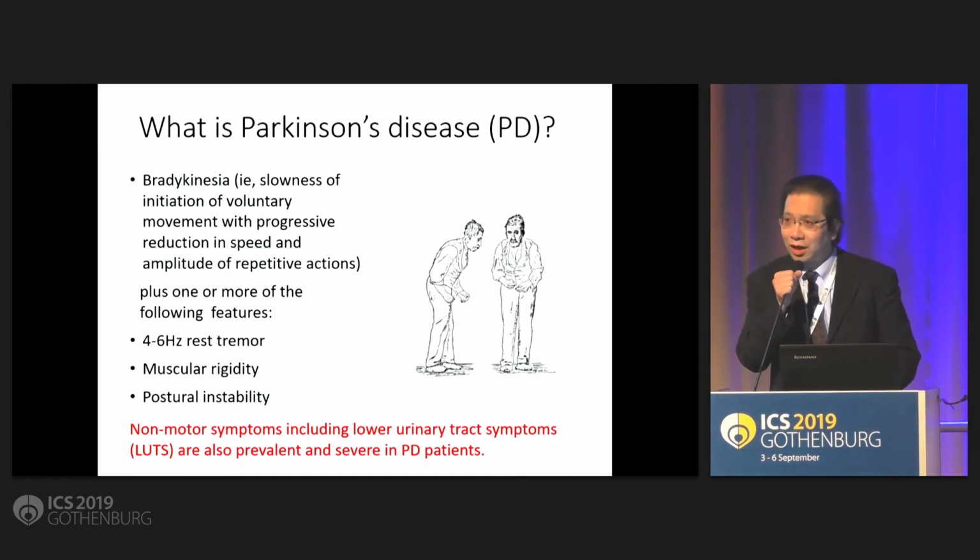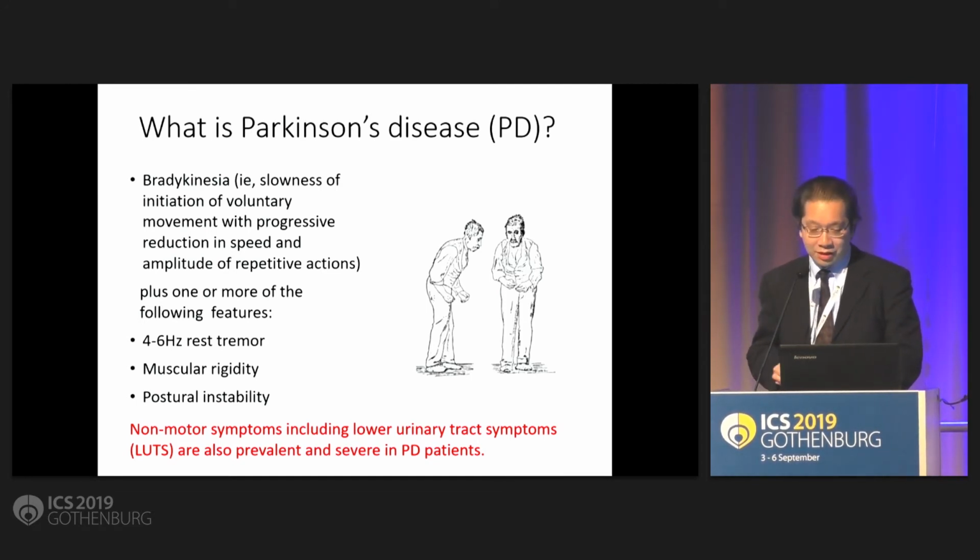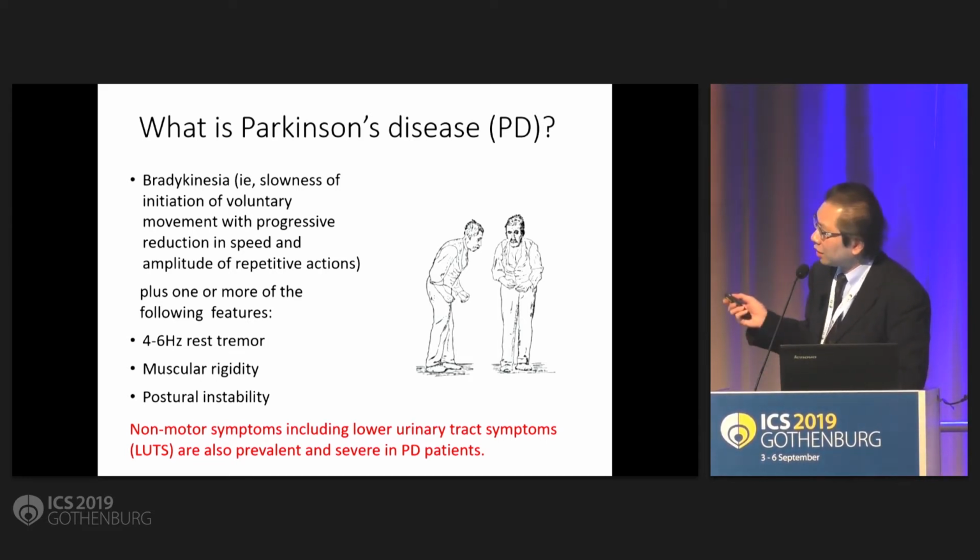So I'd like to explain what Parkinson's disease is. I am a neurologist. Parkinson's disease is characterized by these four motor symptoms. Bradykinesia is a slowness of initiation of voluntary movement.